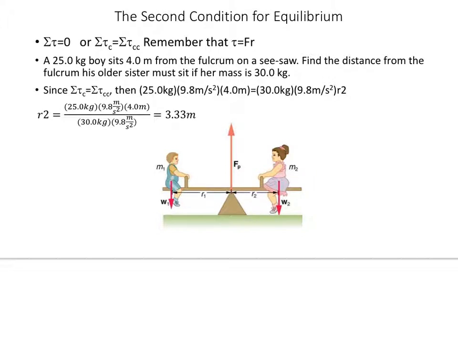By the way, the first condition for equilibrium also holds in this, because this upward normal force on the tip of the fulcrum must be equal to the downward forces, which are the weights of these two children.